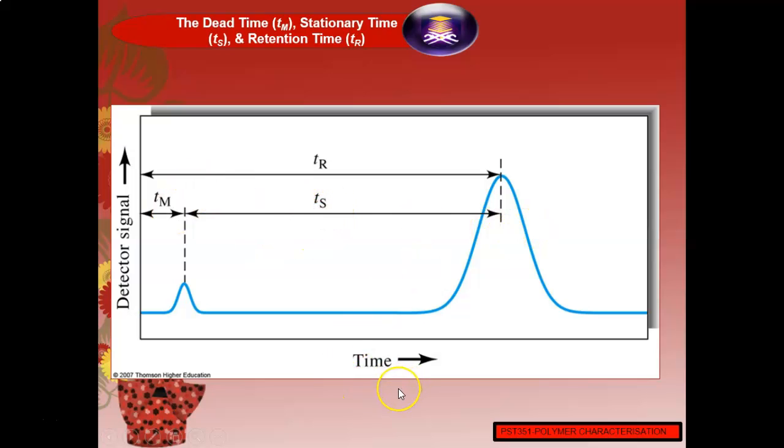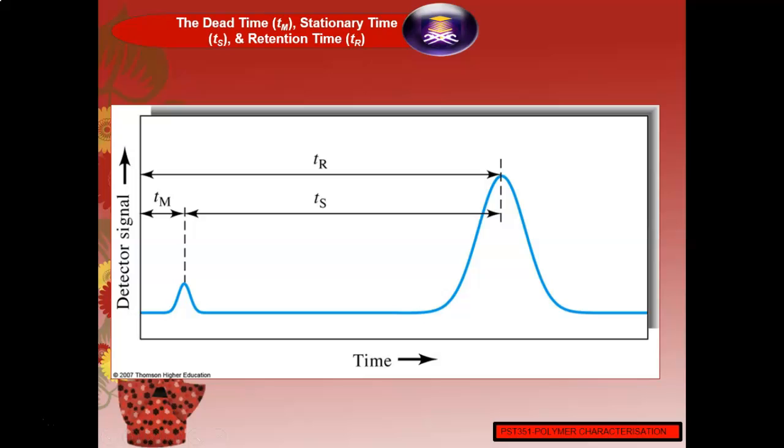So make sure you can draw the graph. Okay, so let's practice how to draw the graph. Right, so the TM is from this point to the middle point of the peak here. Okay, and the stationary time is from the end of the dead time until the center of the first peak.